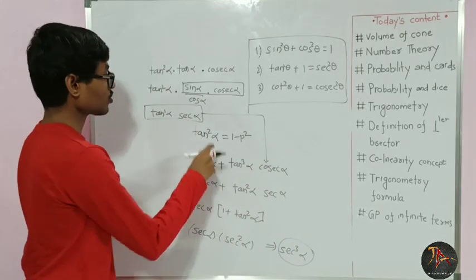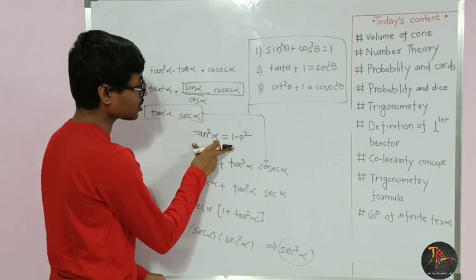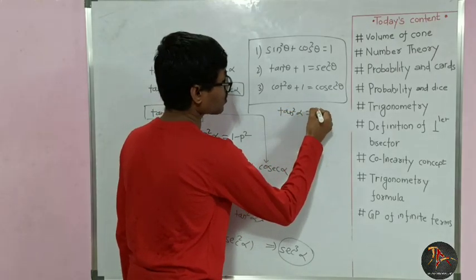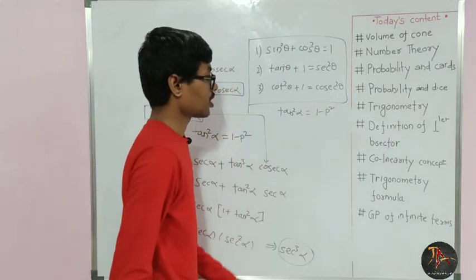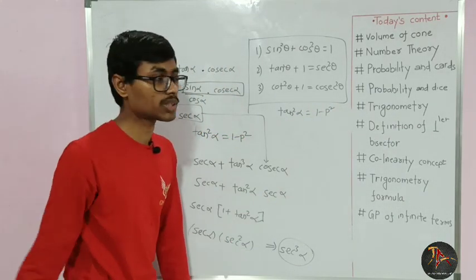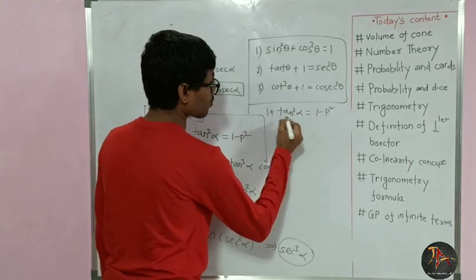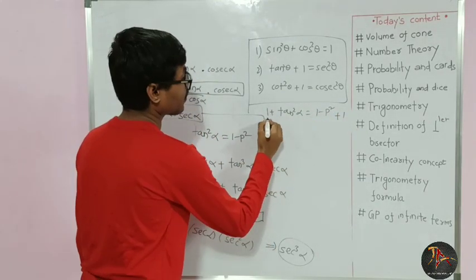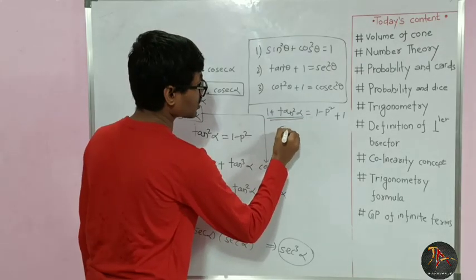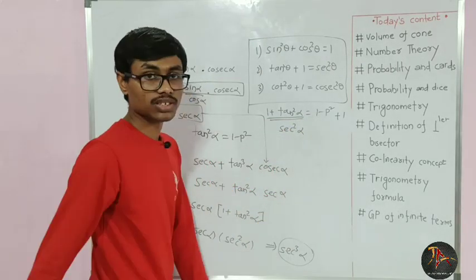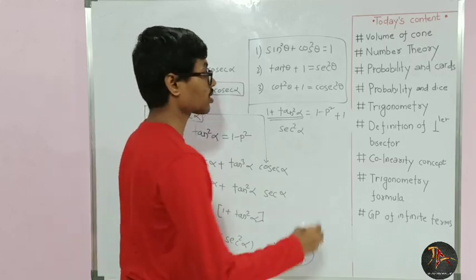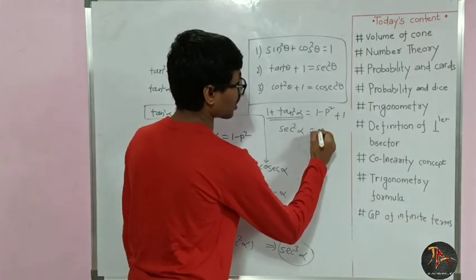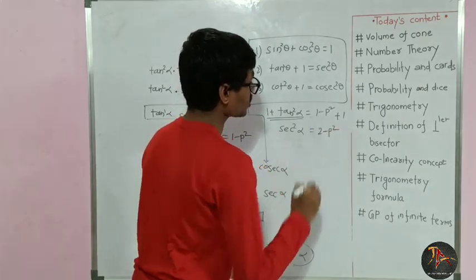Now they have given tan square alpha is equal to 1 minus p square. If I add 1 to both sides, then I will get 1 plus tan square alpha as secant square alpha. So 1 plus tan square alpha is equal to secant square alpha is equal to 1 plus 1 minus p square. I will get 2 minus p square.